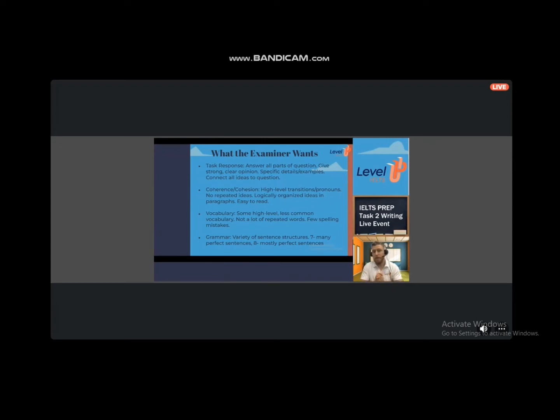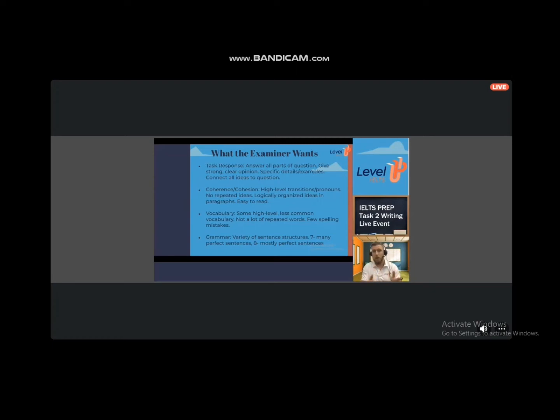The templates you're going to see, they help you answer all parts of the question. They help you give clear, strong opinions. They have a place for details and examples, and the whole template together connects everything, all your ideas to the question. So by using a template, you're automatically at least a level 7 in task response.